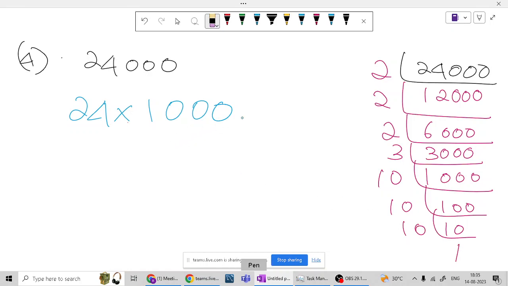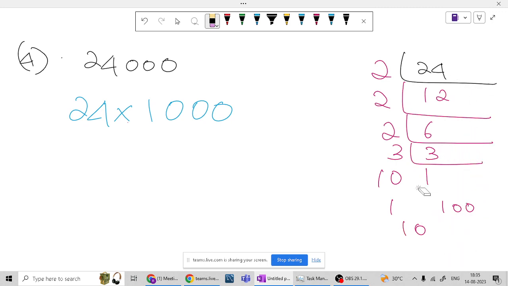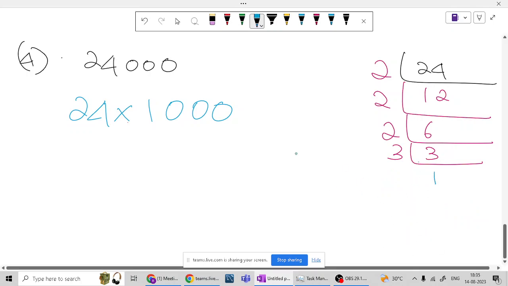Yes. Same, right? When I multiply, I get this. 24 into 1000 is 24,000. Okay, now what is the factor of 24? When you factorize 24, what do we get? So, 12, 6, 3. So what is the factor of 24? 2 into 2 into 2 into 3.